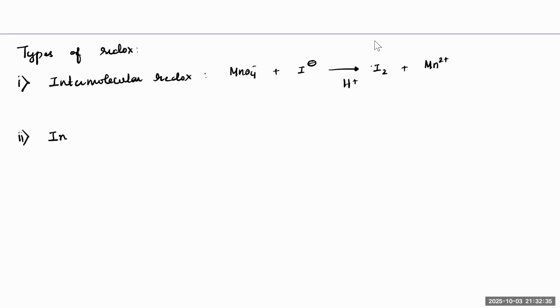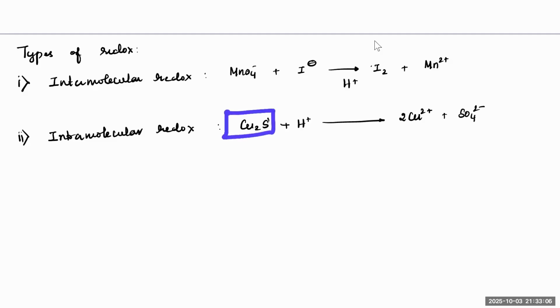Next, intramolecular. Intramolecular means you have one molecule in which there are two different species. For example, I have Cu2S, and Cu2S, let's say in acidic medium, is converting into 2 moles of Cu2 plus and sulfur is converting into SO4 2 minus. So the molecule is only one, but within that there are two distinct atoms. One of them is undergoing oxidation, the other one is undergoing reduction. Then you call it intramolecular.